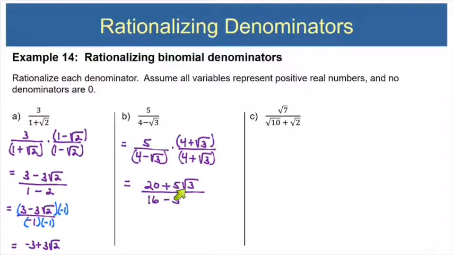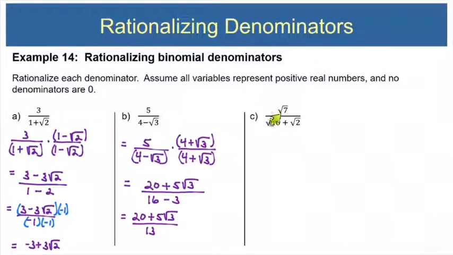Okay, now we can't do anything about the top. That's as simplified as it can get, so that's going to stay 20 plus 5 square root of 3. Remember, we cannot add the 20 and the 5 because this 5 is being multiplied by square root of 3, and that takes precedence. Okay, in the denominator we have 16 minus 3, of course that's just 13. And now if you think about 20 and 5 and 13, they do not share any common factors, so we're not going to be able to simplify this any further, and this is our final result.